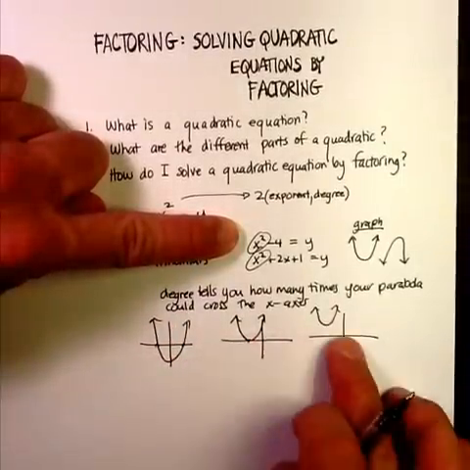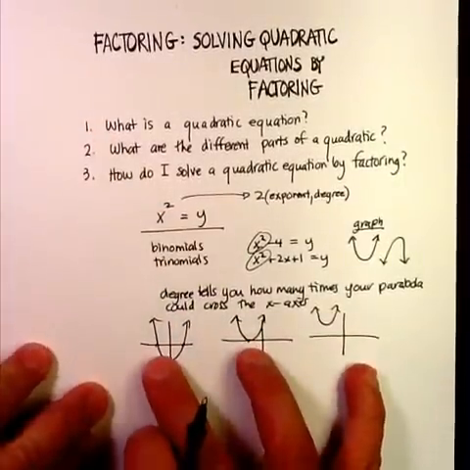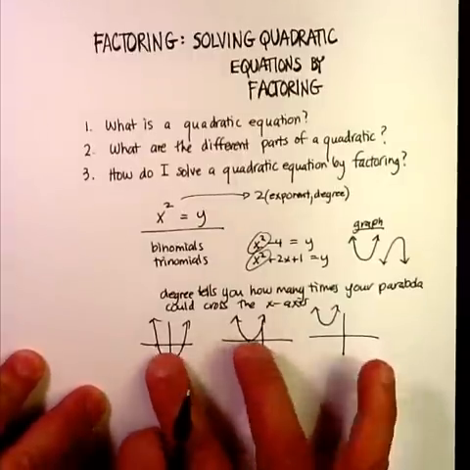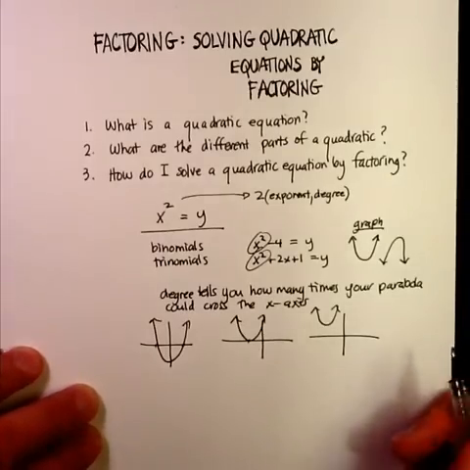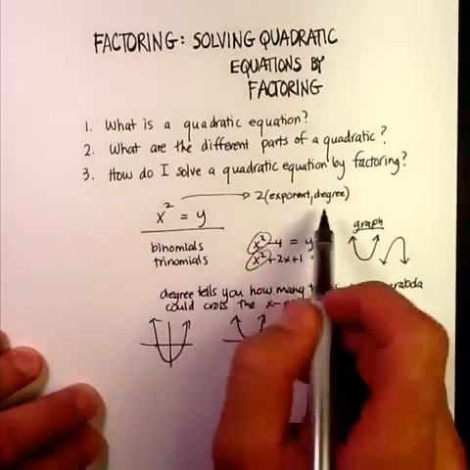And then these are other possibilities. We'll cover these in a different video. What do these look like? Because they're all predictable. Okay? So again, quadratic equation, degree of 2.